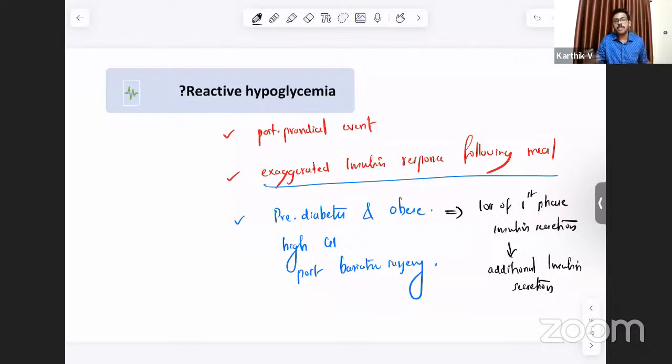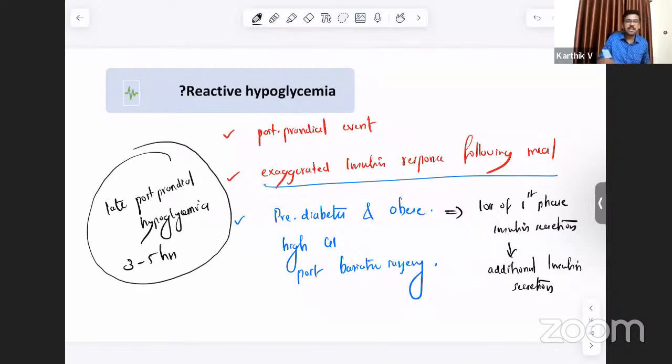And when these individuals are taking high glycemic index foods, what will happen? There will be a sharp spike or rise in blood glucose followed by a sudden fall. So when the blood glucose is high, there is not enough insulin to counteract that. When the blood glucose is falling down, then your body will be producing an excessive amount of insulin, so that the patient would develop late postprandial hypoglycemia, at around 3 to 5 hours.